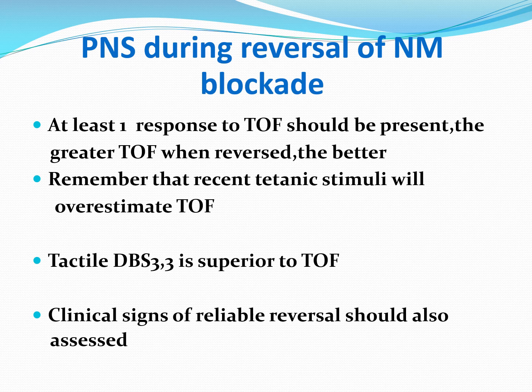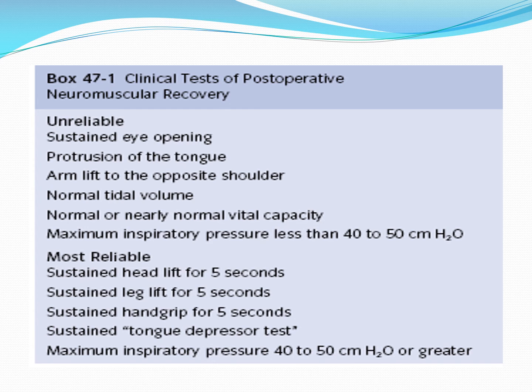In addition, clinical signs of reliable reversal should be assessed. These are the clinical signs of post-operative neuromuscular recovery. Some are unreliable, which are sustained eye opening, protrusion of the tongue, arm lift to the shoulder, normal tidal volume of 5 ml per kg, normal or nearly normal vital capacity of 20 ml per kg, maximum inspiratory pressure less than 40 to 50 cm water, while the most reliable are sustained head lift for 5 seconds, sustained leg lift for 5 seconds, sustained hand grip for 5 seconds, sustained tongue depressor test, and finally, maximum inspiratory pressure of 40 to 50 centimeter water or greater.